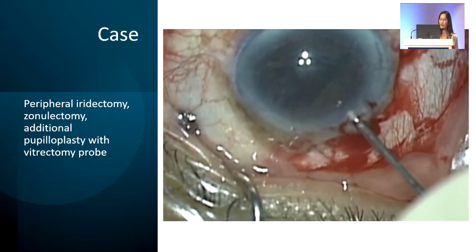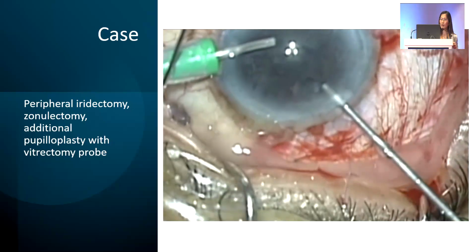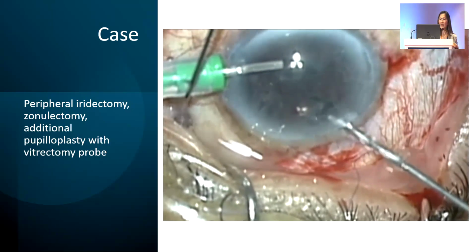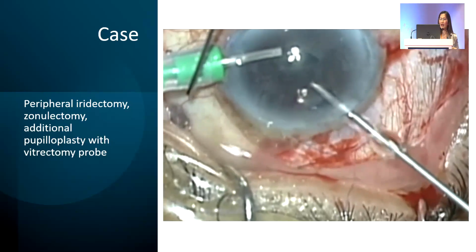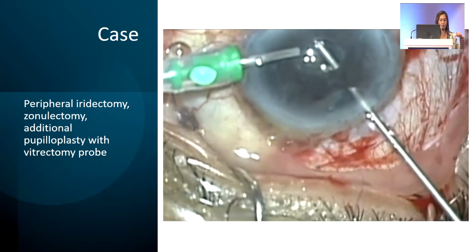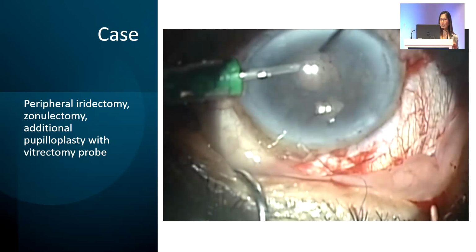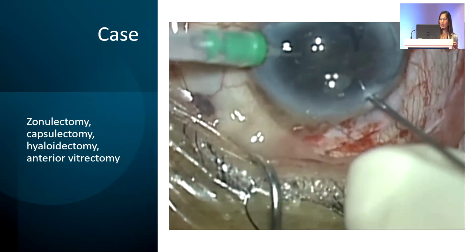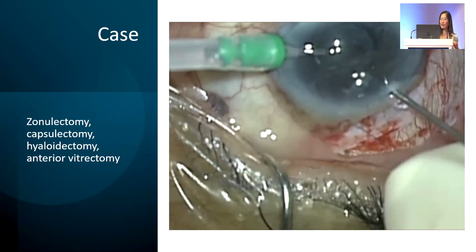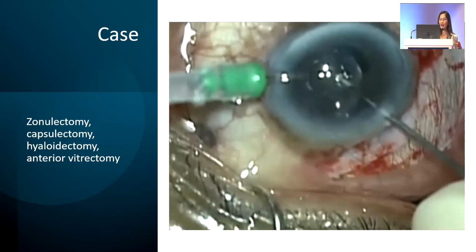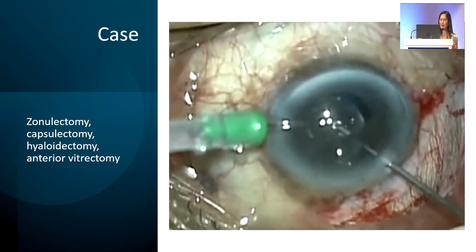After that, the vitrectomy probe was used for peripheral iridectomy, zonulectomy, and then additional pupilloplasty. We use the infusion cannula as the anterior chamber maintainer. And then the vitrectomy probe was further used for zonulectomy, capsulectomy, and then anterior vitrectomy.